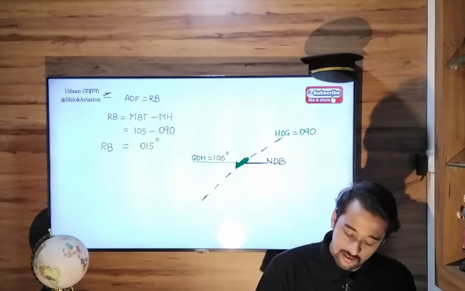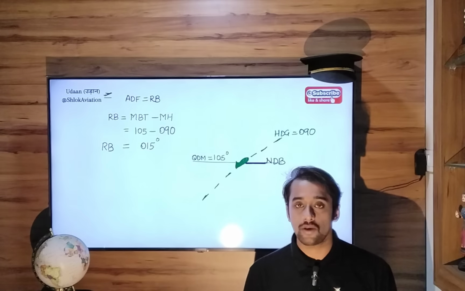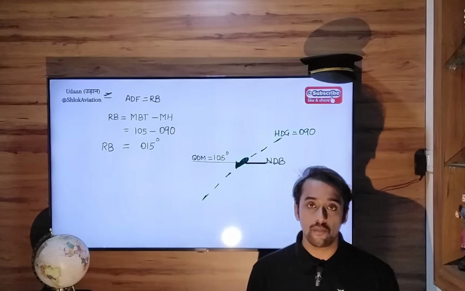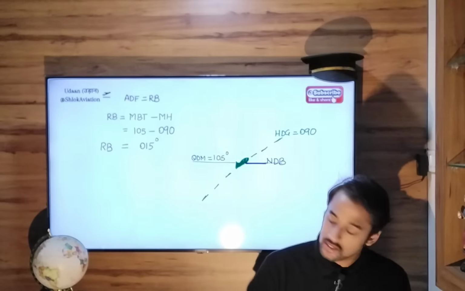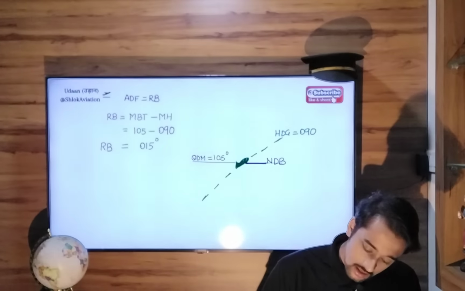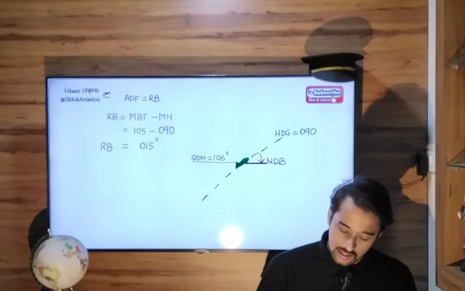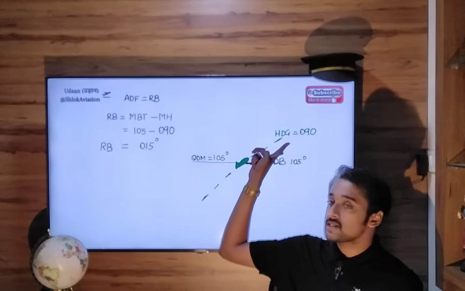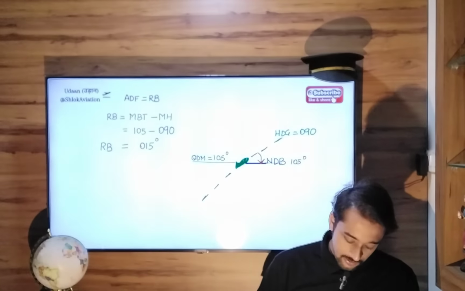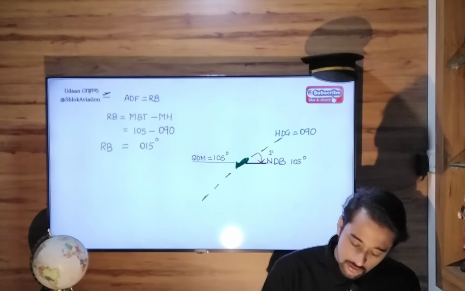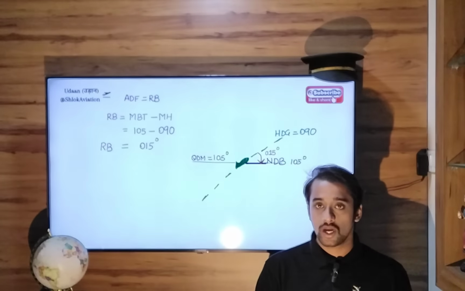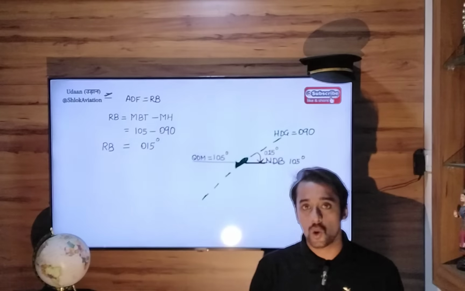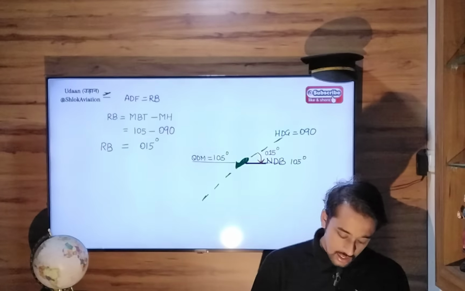Now what is relative bearing? Relative bearing is the angular difference between the heading of the aircraft and the track towards the station, measured from heading. So this is 105, track towards the station, heading is 090. The difference between them is 15 degrees. So relative bearing is 015 degrees. So the NDB is to the right-hand side of the longitudinal axis of this aircraft at 015 degrees. Let's go to the next question.